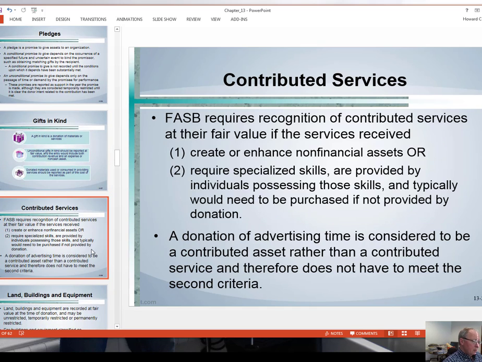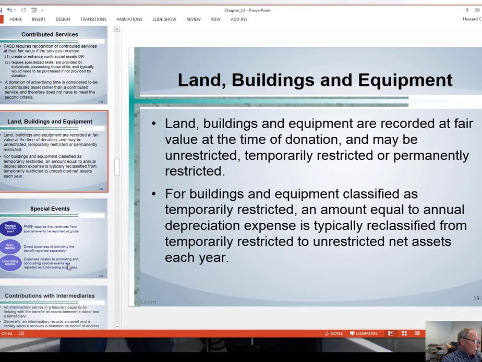Okay, and they talk about in-kind and contributed services. As we talk about, if it's time, it's got to be specialized skills. Anything that's donated is recorded at the fair market value when it's donated.